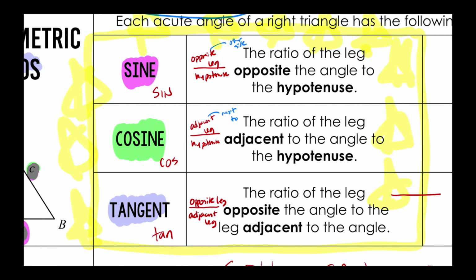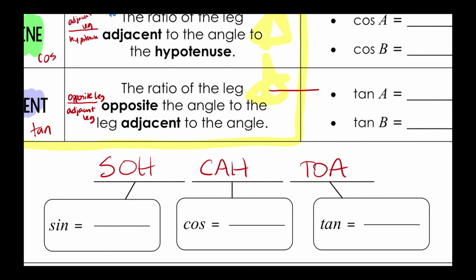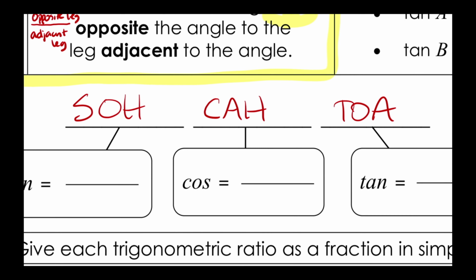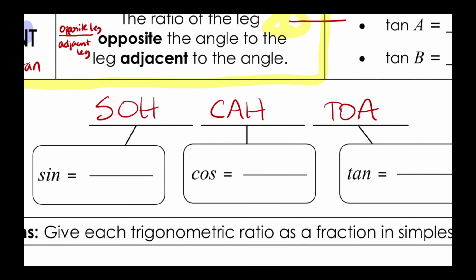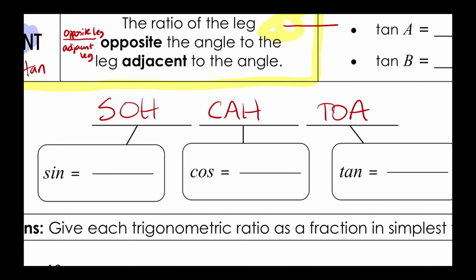Or if you want to do it by memory, somebody a long time ago said, you know what? I'm going to look at the first letters of all these things and make a fake silly word. And I'm going to make a silly word that says SOHCAHTOA. SOHCAHTOA kind of sounds like a word from another language, right? Why do we say SOHCAHTOA? Well, look at the first letters.